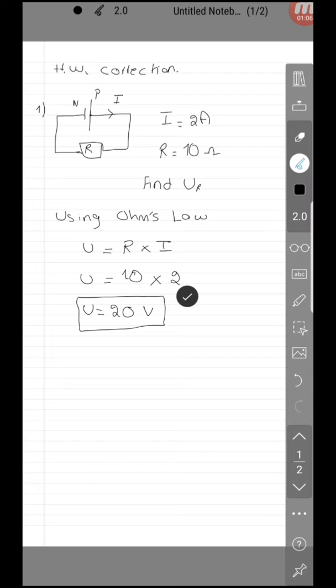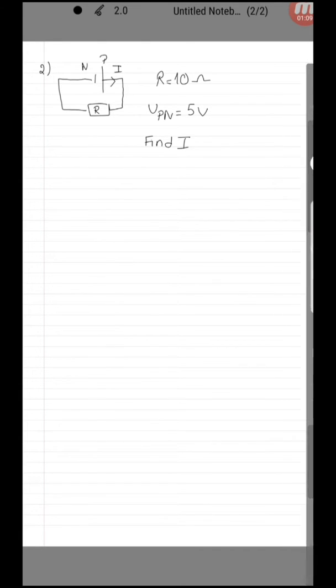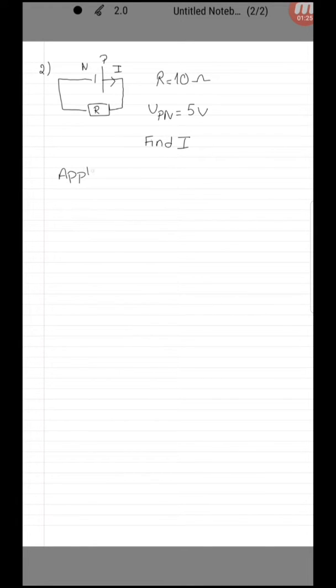Now for number 2, I have a resistor of resistance 10 ohms and the voltage of the battery UPN equal to 5 volts, and I need to find the current. Now, if I apply Ohm's law, the voltage of the resistor is equal to the resistance times the current.